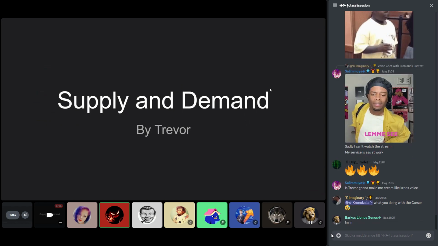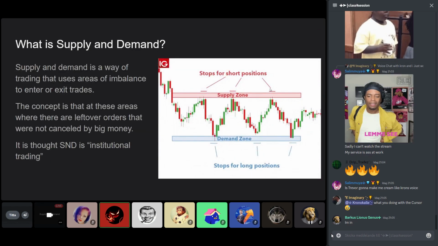All right, so supply and demand. What is supply and demand? It's very similar to support and resistance, but these are zones. Supply and demand is a way of trading that uses areas of imbalances to enter and exit trades. If you're trying to be short, you enter in supply, your stop is above that supply zone, and you target the next demand zone. If you're going long, the opposite, obviously.